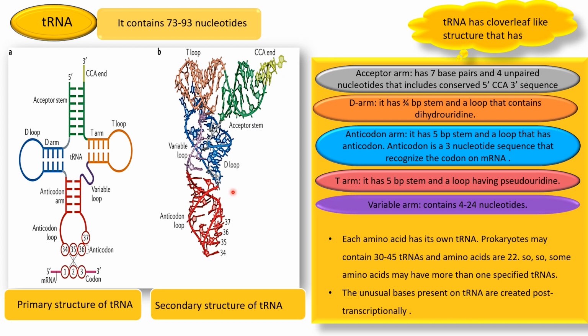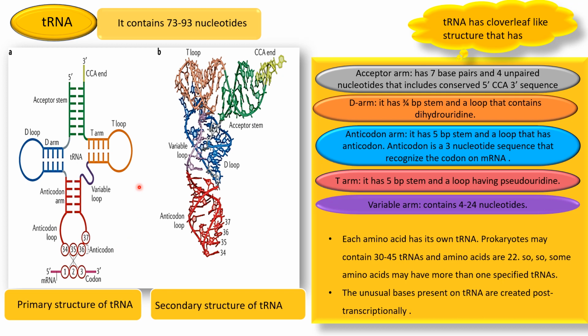Okay, now these unusual bases like pseudouridine and dihydrouridine present on the tRNA molecule are created post-transcriptionally. After the transcription, when the RNAs are created, several post-transcriptional modifications occur, which are basically enzymatic modifications in normal nitrogenous bases, and as a result such kind of unusual bases are created which are present on the tRNA molecule.